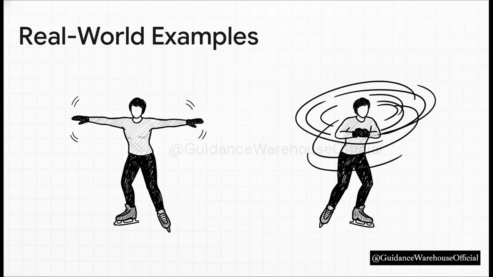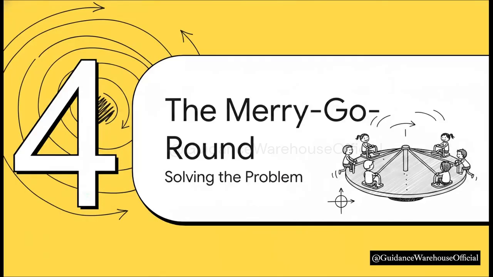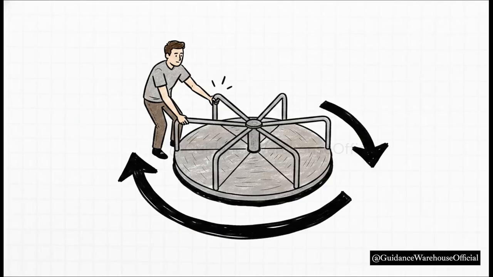Taking a pound off the spinning outer edge gives you a much bigger acceleration boost than taking a pound off the central frame. Section 4. Solving the merry-go-round. All right, let's make this totally concrete by applying our master formula to a classic real-world problem.